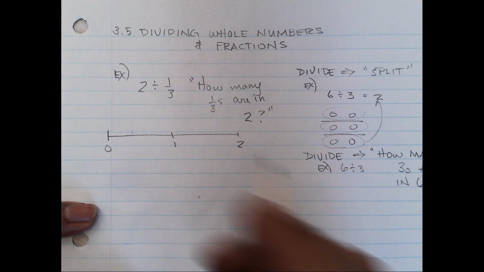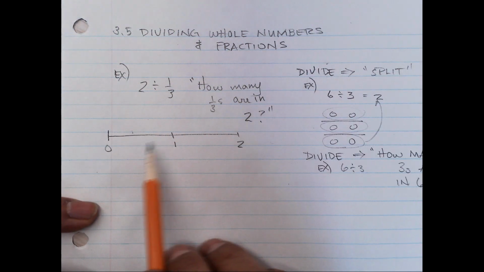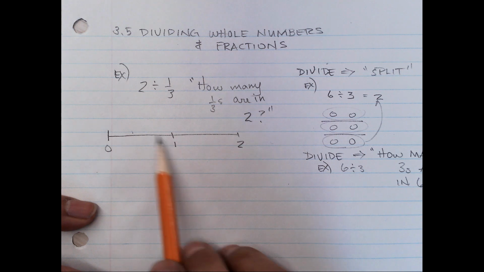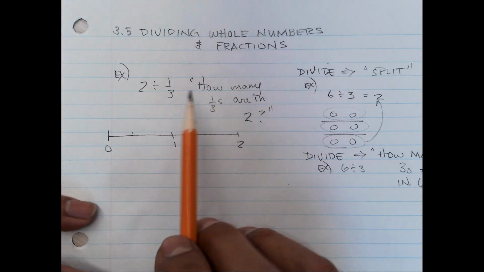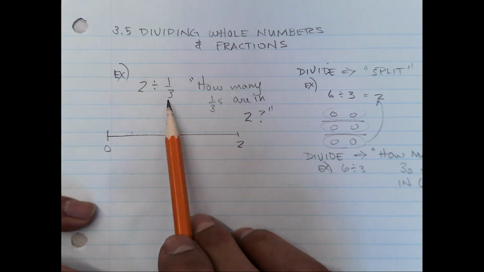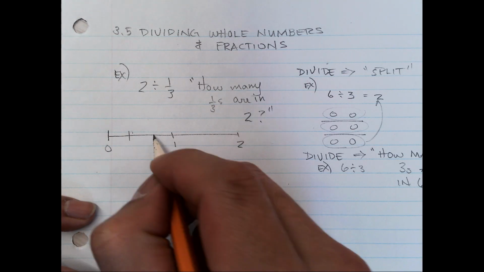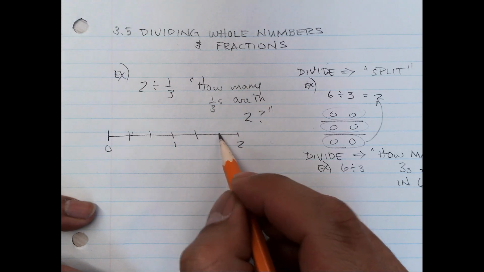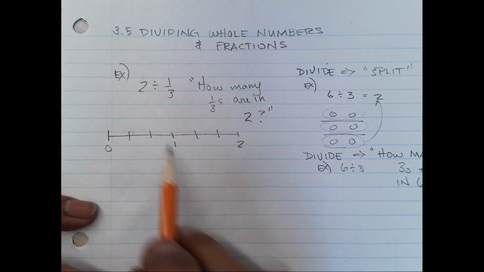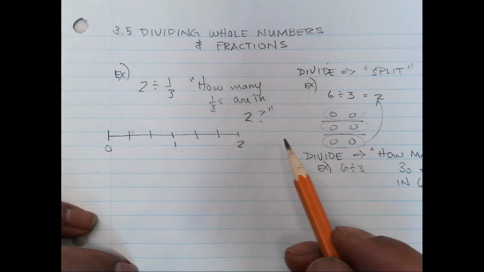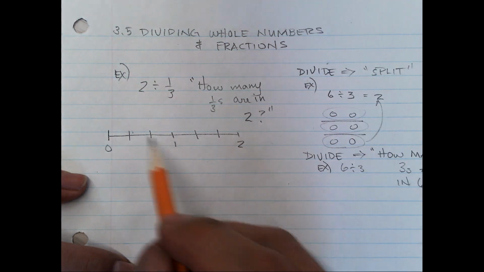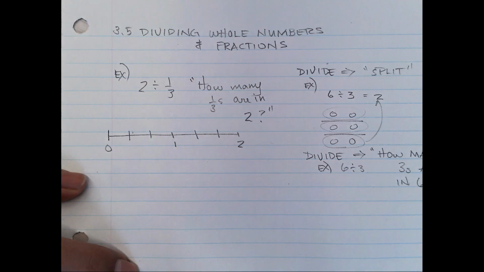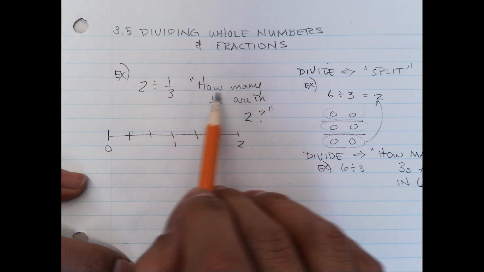From here, you might ask, how do I know what fraction I should divide each of these whole numbers from 0 to 1 and 1 to 2 into? Well, the only fraction I gave you here is thirds. So we're going to divide those into thirds. Now we have 1/3, 2/3, 3/3 is equal to 1. We divide 1 to 2 into thirds too, and now everybody is in thirds. Each of these notches is 1/3. Now we're going to answer this question: how many 1/3s are there in 2?